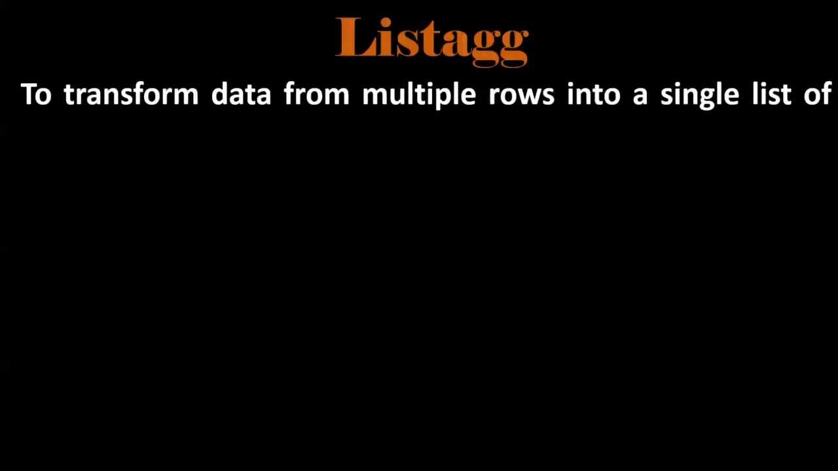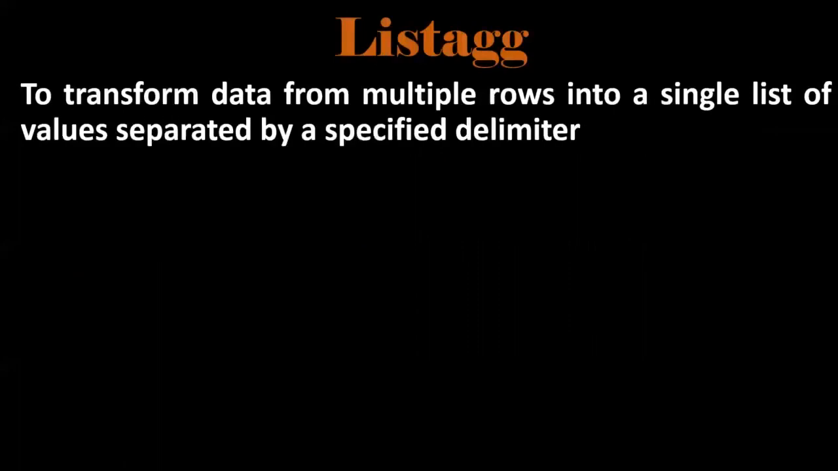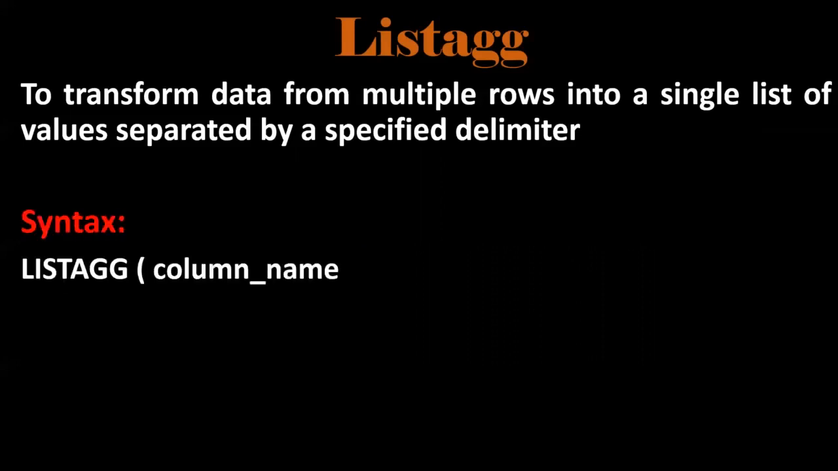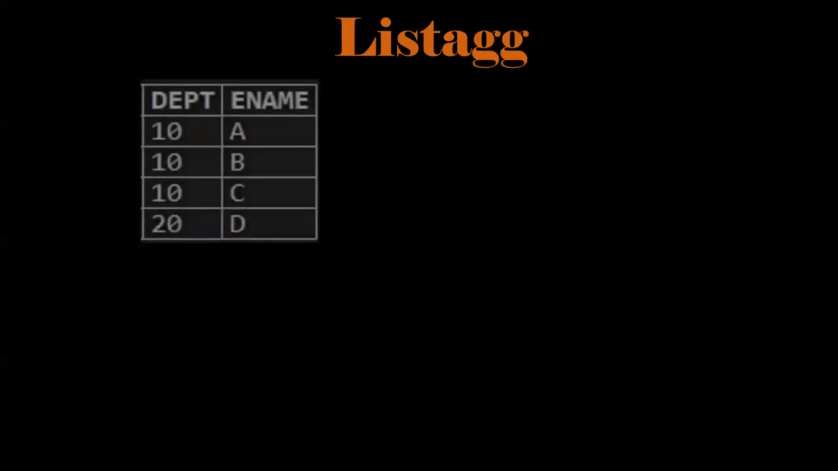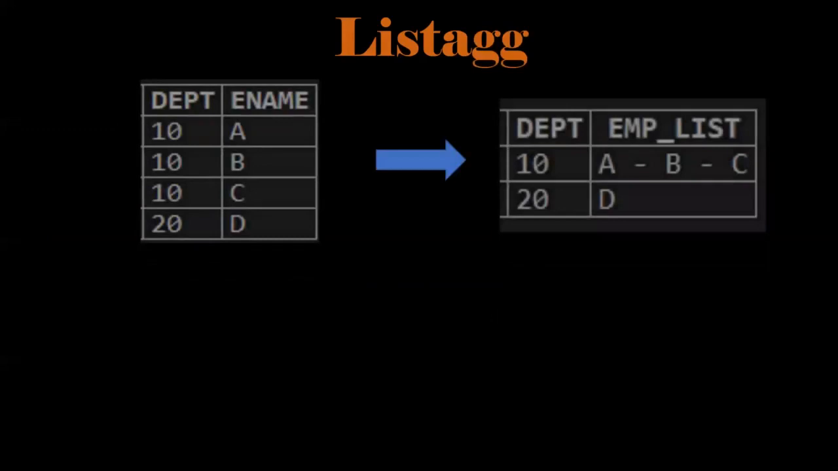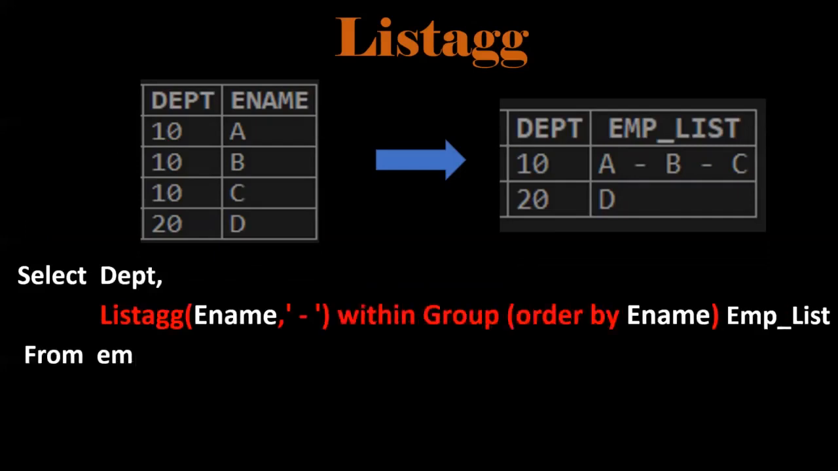Next one is the listagg. So if you want to club multiple rows into single row, separated by specified delimiter, we'll make use of listagg function. The syntax would be like this. With an example, we can understand the listagg, what exactly it performs. So I want to display the department-wise employee list separated by hyphen. This is the query for it.